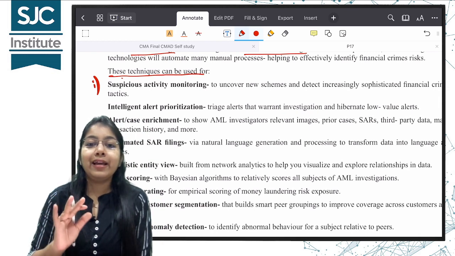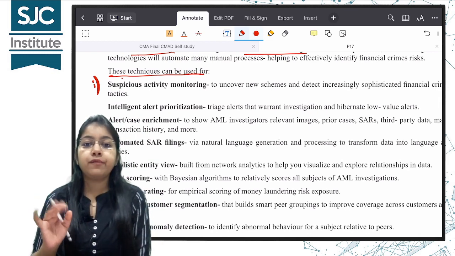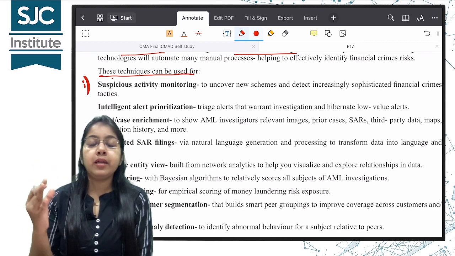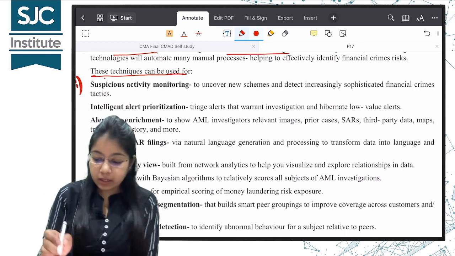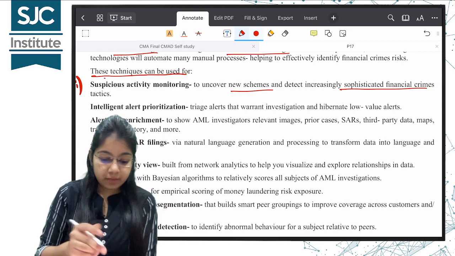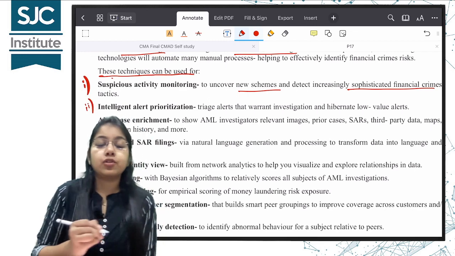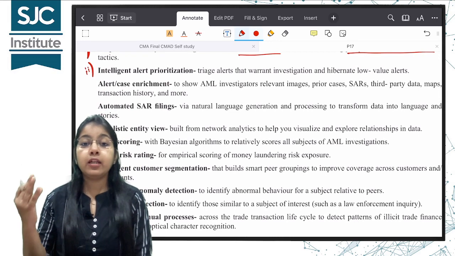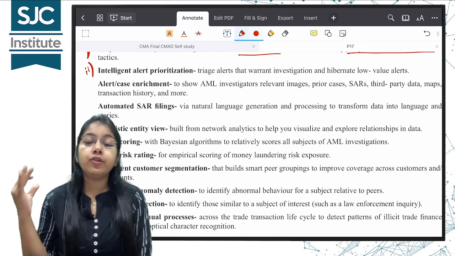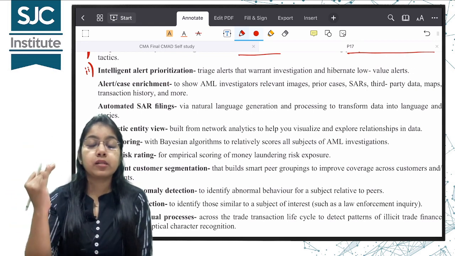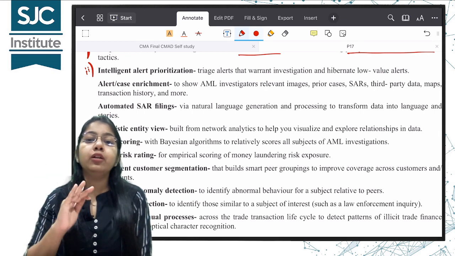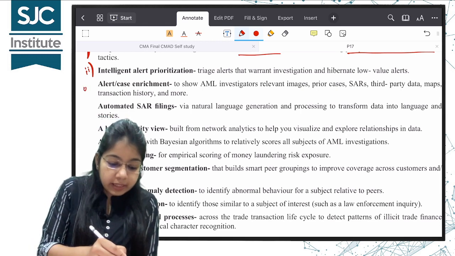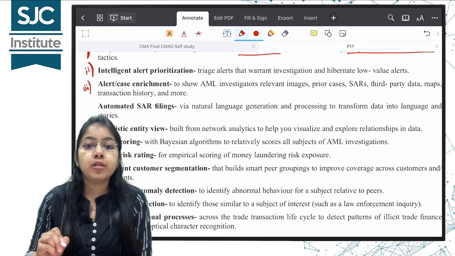Any kind of rare event which has been identified, any kind of suspicion, how new schemes have been devised, can be identified through machines. Sophisticated financial crimes and new schemes. Second is intelligent alert prioritization. Technology can help us with prioritizing and giving alerts according to priority. High priority transaction alerts will be given first, and the low priority transactions or activities will be set aside; no alerts will be given for them.